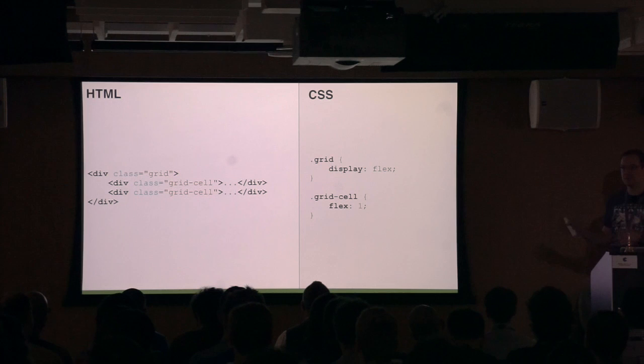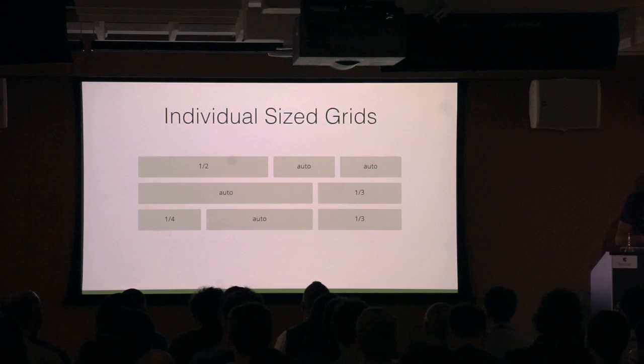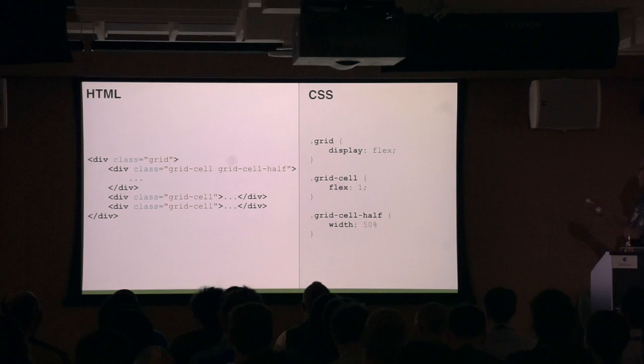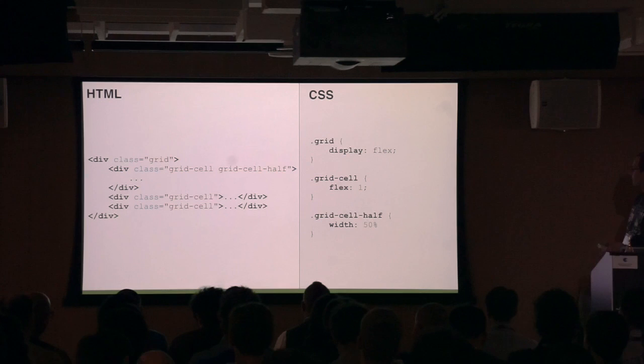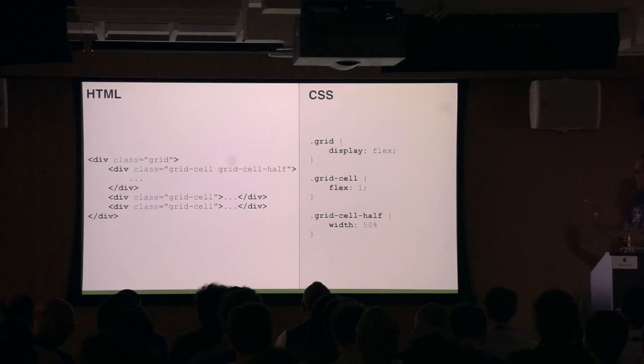Unless you want to set one in particular as being half width. So what I've done here is I've added a modifier class to the grid cell, half, and set it to width 50%. So the remaining space is then split evenly between the other grid cells, because they're both set to flex 1. So the flex 1 is kind of like a weighting.